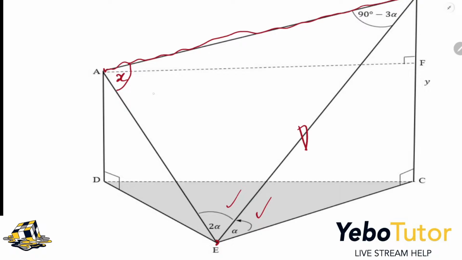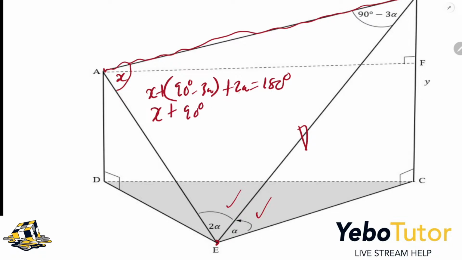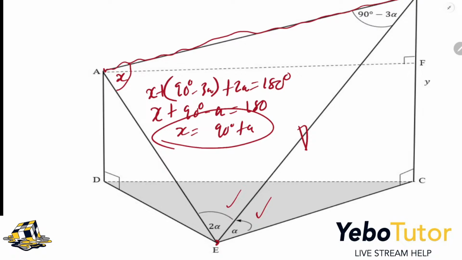The sum of all the angles in the triangle will be x plus 90 degrees minus 3 alpha plus 2 alpha equals 180 degrees, the sum of angles in the triangle. So that will be x plus 90 degrees minus alpha equals 180, so x will just be equal to 90 degrees plus alpha. Because 180 minus 90 is 90, this angle x here will be 90 degrees plus alpha. So we have that angle.